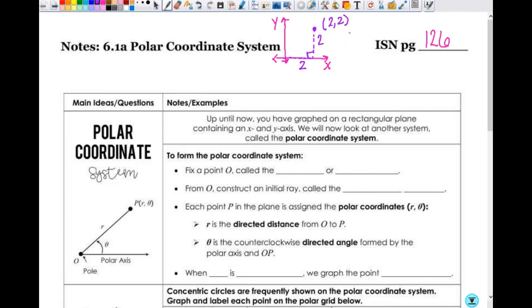Could I get to that same point by doing the y first? Yes, I could have gone up 2 and then to the right 2. That doesn't matter, as long as I don't switch which one's x and y, but we always just do x and then y. That's just the way you do it, right? So that's how we plot that point. No big deal, been doing it forever.